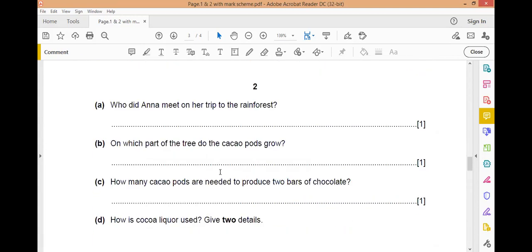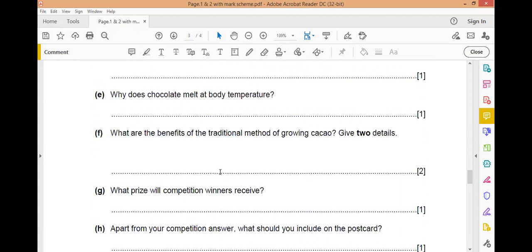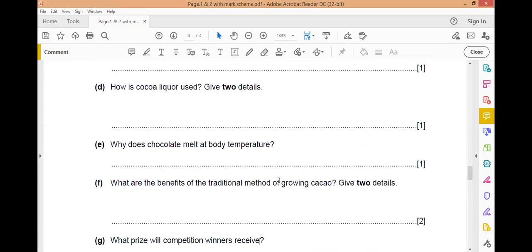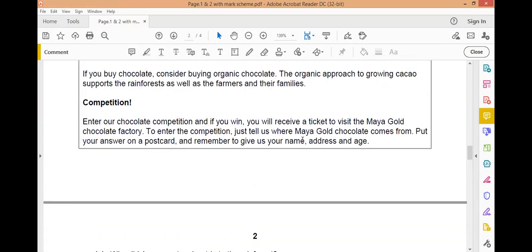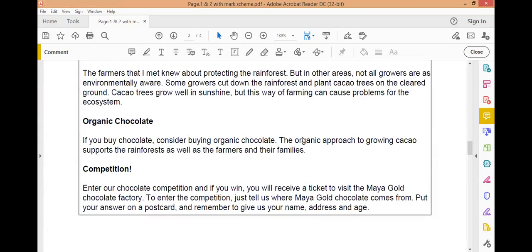For the next one, question G. Who can answer? Omar Al-Bara. Yes, Omar. What prize will competition winners receive? Enter our chocolate competition, and if you win, you will receive a ticket to visit the Maya Gold Chocolate Factory. Ticket to visit Maya Gold Chocolate Factory. Excellent, Omar. Well done.